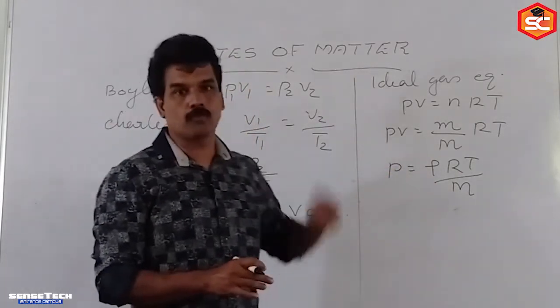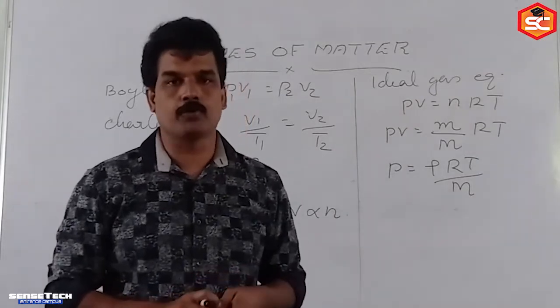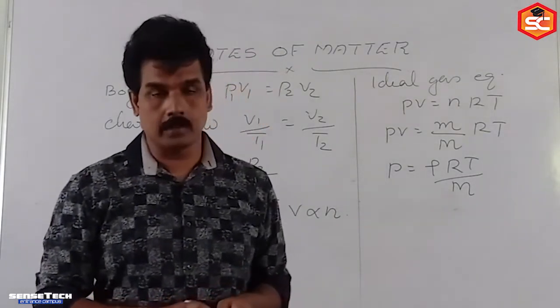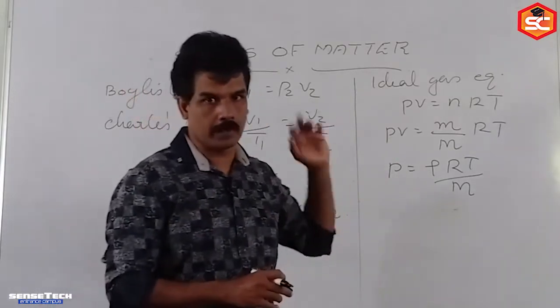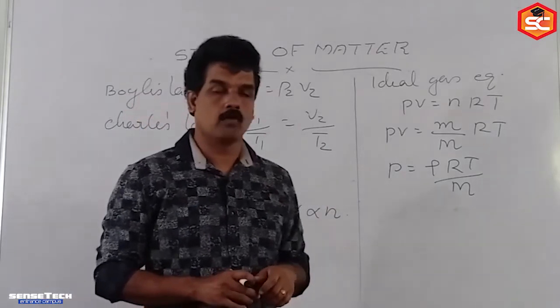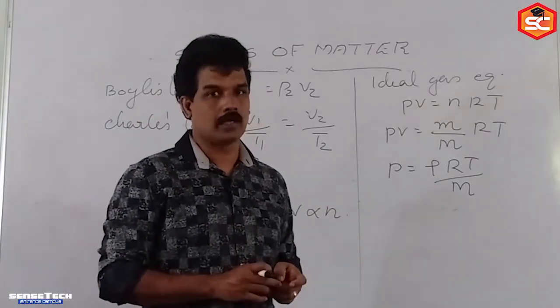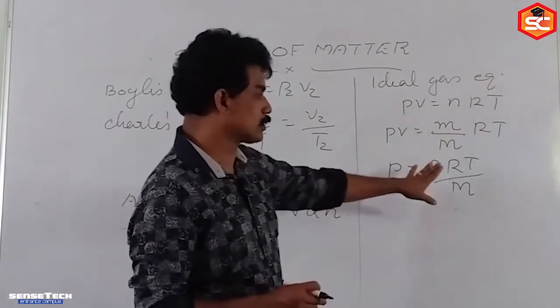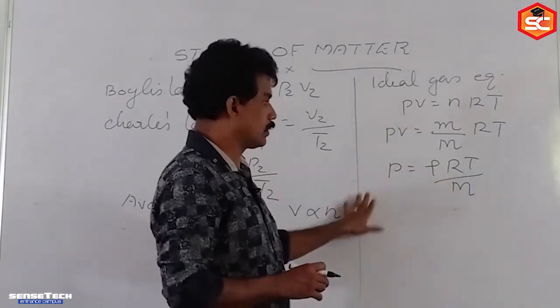R, all the values of R: 0.0821 liter atmosphere, 0.0831 liter bar, 8.314 into 10 to the power 7 erg, 8.314 joule, and 1.987 calorie per Kelvin per mole. Okay, all those values of R in the ideal gas equation you must know.